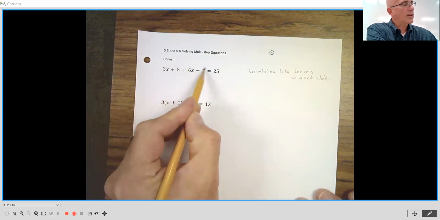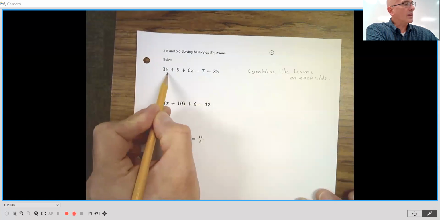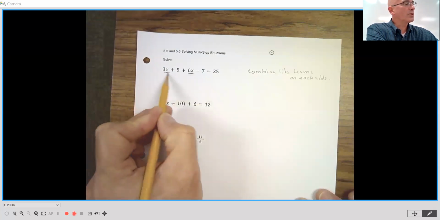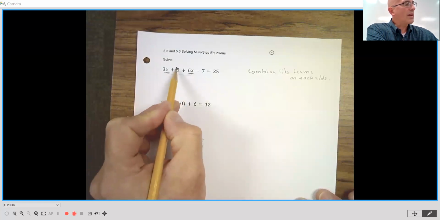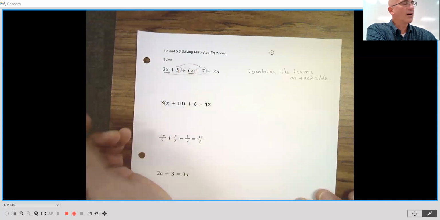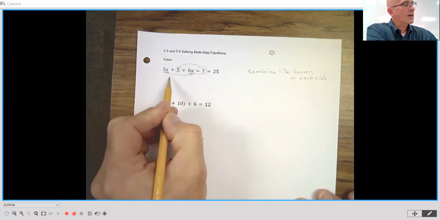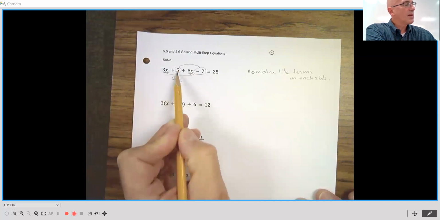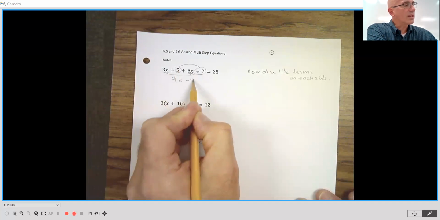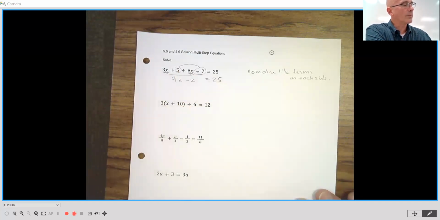So over on the left-hand side, we have a whole bunch of stuff going on. And we recognize that 3x and 6x are like terms. So I'm going to combine those. And then 5 and negative 7 are also like terms. Okay, so 3x plus 6x is 9x. 5 and a negative 7 is a negative 2. And then the 25 stays over here.